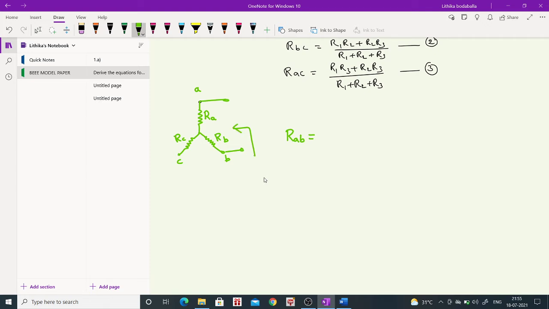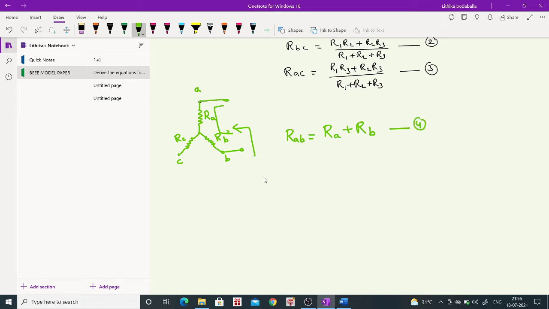See here, this C terminal is open circuited, so there will not be any current flowing through this C. Whatever current comes here will flow like this. So this RA and RB carry the same current, because RC is open circuited and there will not be any current flow in RC. So RA and RB are in series. In series, the equivalent resistance will be the sum of those two resistors, that is RA plus RB. So RAB is RA plus RB. Let it be equation 4.